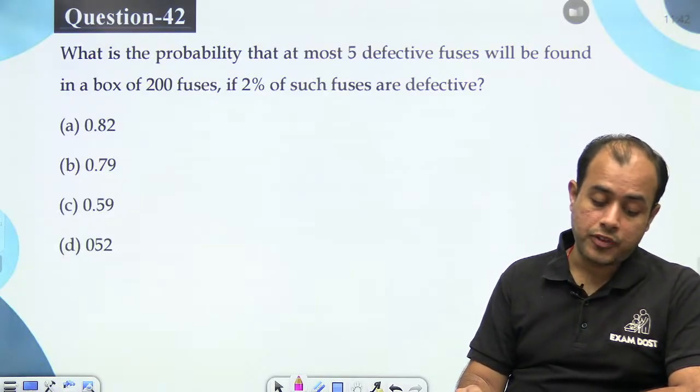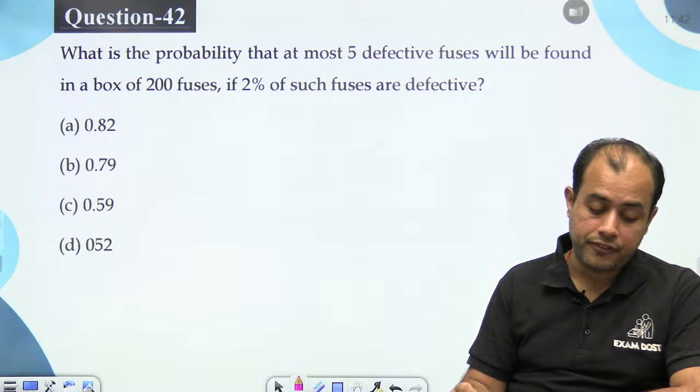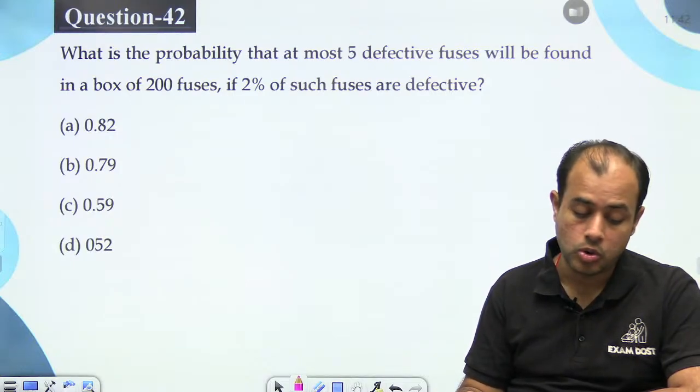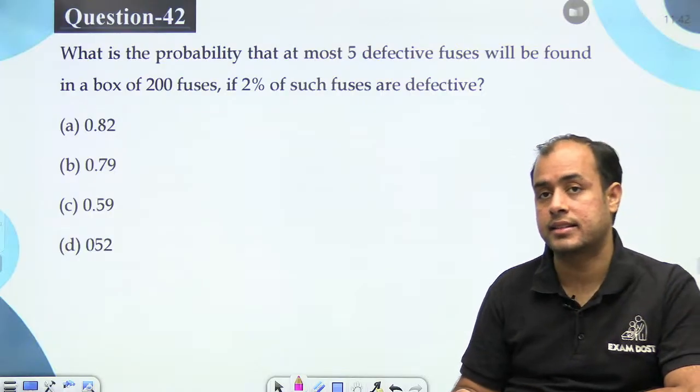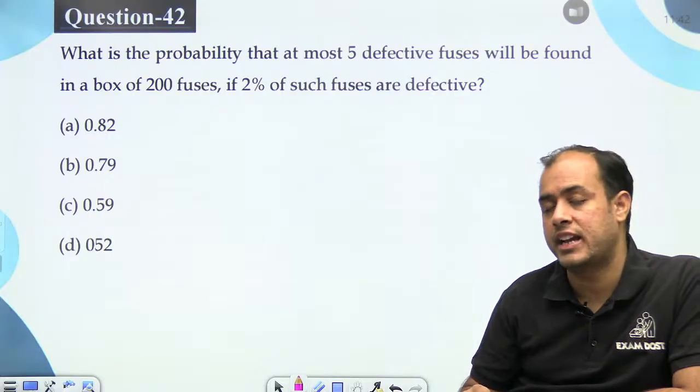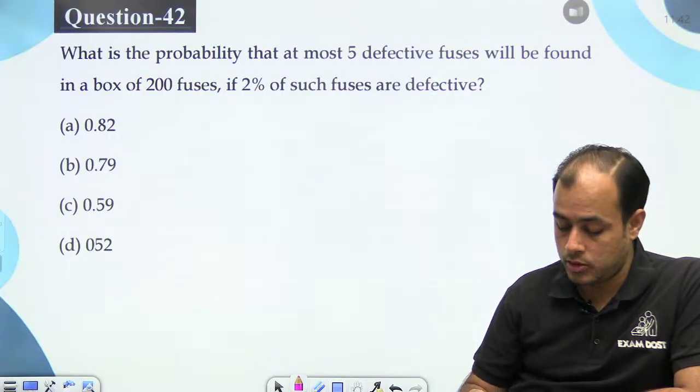Probability that at most 5 defective fuses will be found in a box of 200 fuses if 2% of such fuses are defective. 2% defective है, at most 5 चाहिए. At most 5.